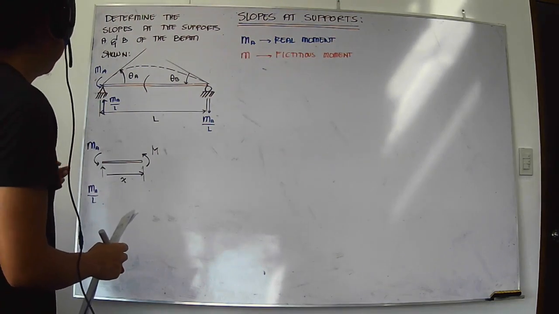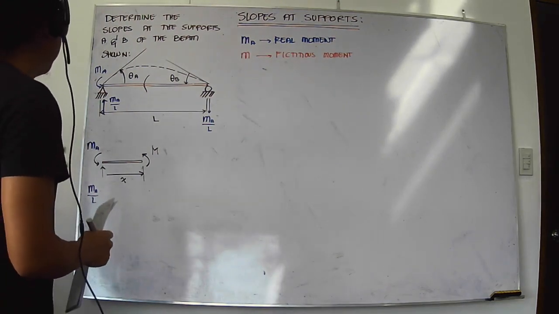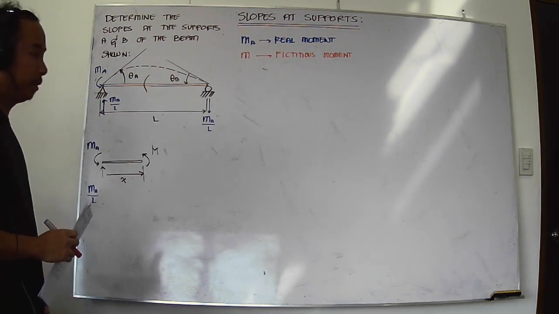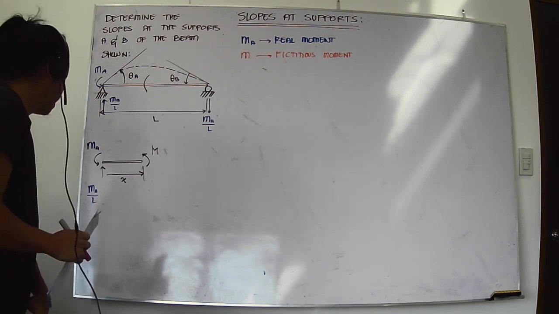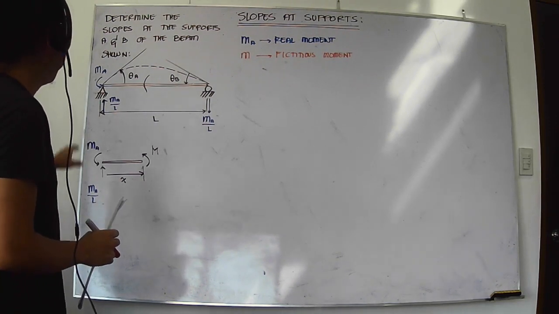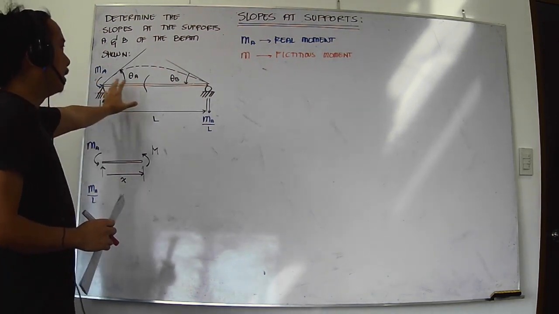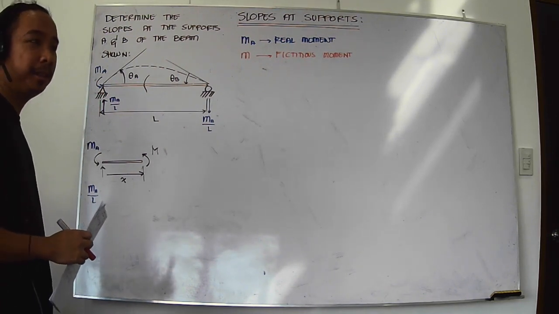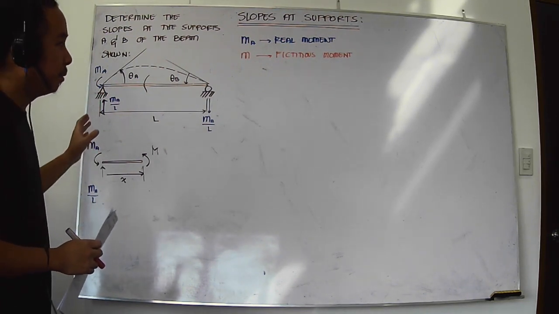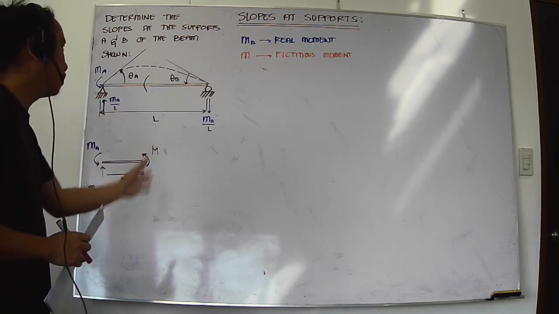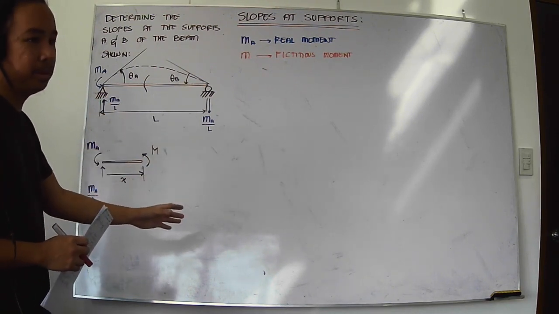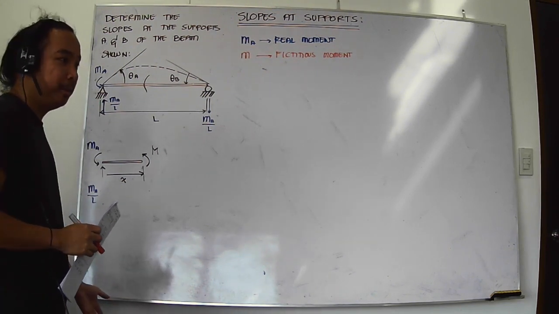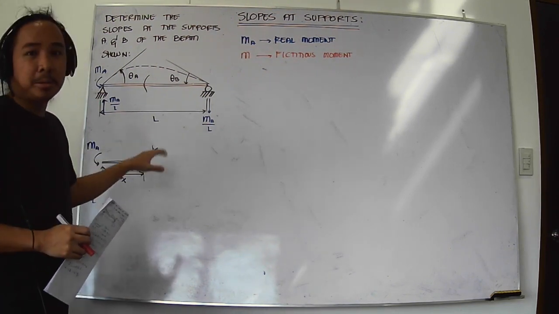So let's continue on. How do we solve for theta B? Okay? Notice that I did not erase the real moment and the fictitious moment, for convenience. It also doesn't change the mechanics of the structure. As long as you know how to isolate what is real and what is fictitious, it's easy to comprehend and to play around with.